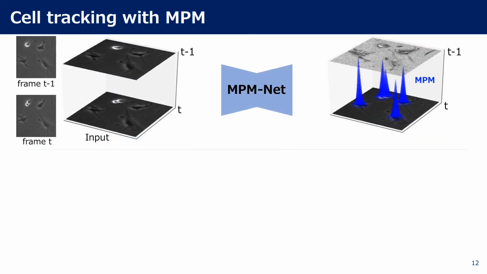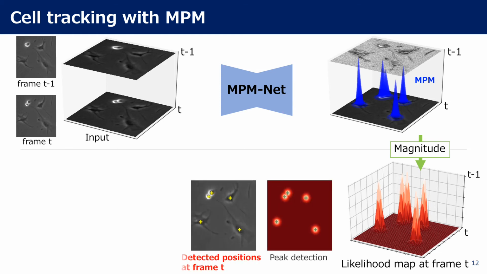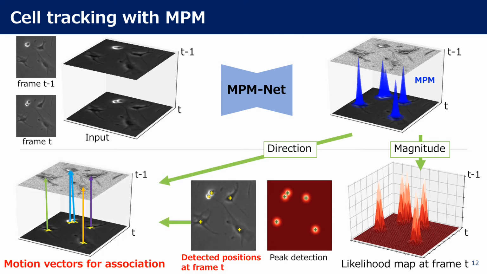Next, I'd like to explain the outline of cell tracking using MPM. This method is very simple. First, the MPM is estimated by a CNN from 2 successive input frames. Then, from the likelihood map, which is the magnitude of the MPM, the cell positions can be localized by detecting the peaks. Then, the cell motions can be captured from the vectors stored in the detected positions.